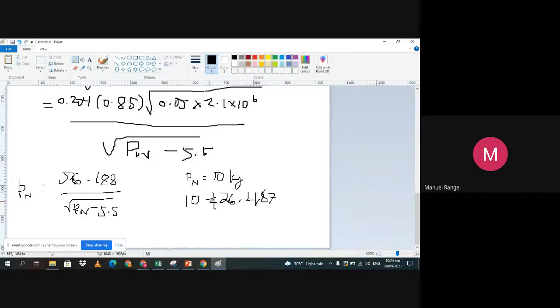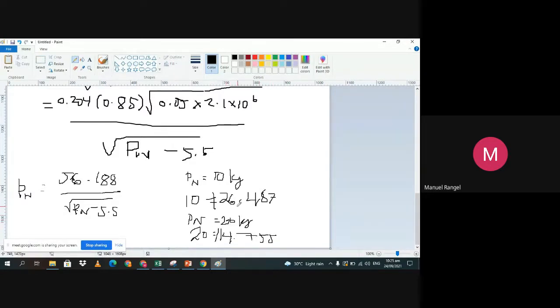So let's try a higher value. Pn, try na to 20 kilograms. So substitute natin ang kanina value into the equation. So 56.188 divided by square root of 20 minus 5.5 is 14.75. So again, that is not equal, no? So dapat kining duha is mag-equal siya.